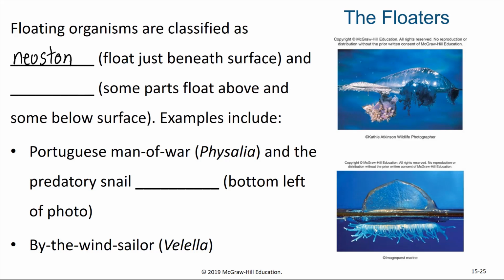And these include snails that prey upon Portuguese man-o-war and other floating cnidarians. The Portuguese man-o-war, and pictured below by the wind sailor, are both considered to be members of the pleuston, because part of them float above the water surface. So the Portuguese man-o-war, Physalia, and the predatory snail, Janthina, can be seen in the top picture. The snail is preying on the Portuguese man-o-war, and we can see barnacles attached to the shell of the snail. By the wind sailor is another type of pleustonic cnidarian.